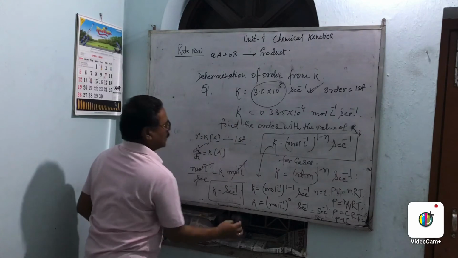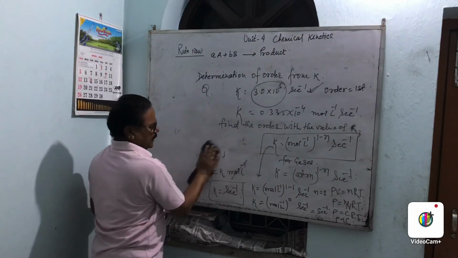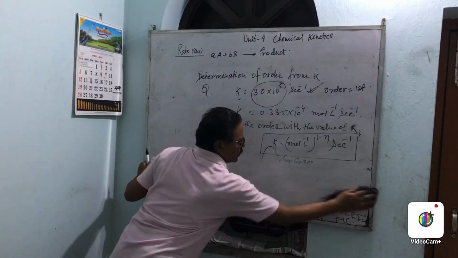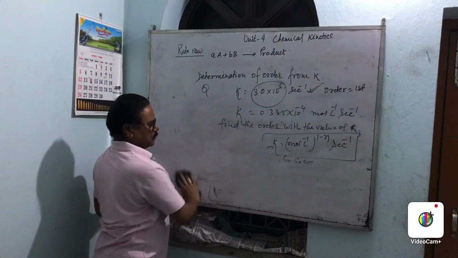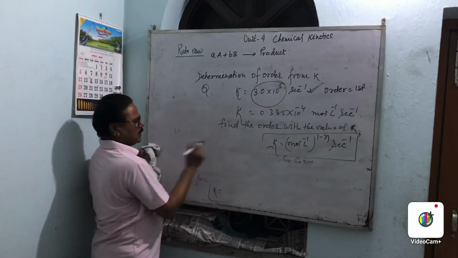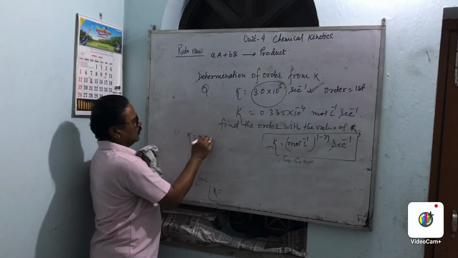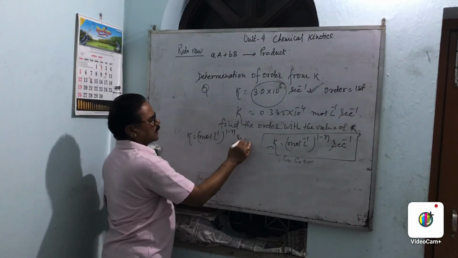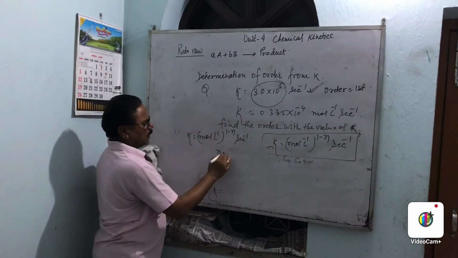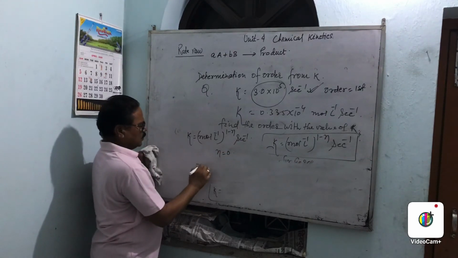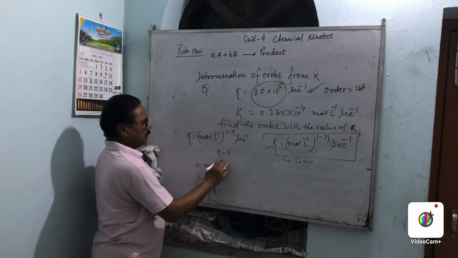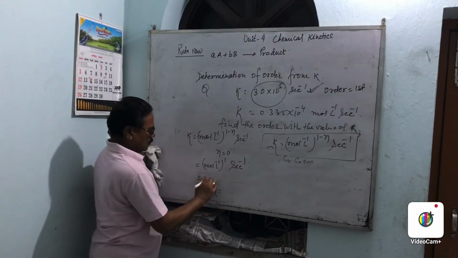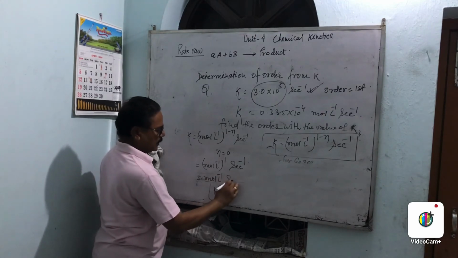Now you take the second case. Now suppose second case, what is the formula? This is given: k is equal to (mole per liter) to the power 1 minus n, and this one is second inverse. Put here the value n is equal to 0 first. So what will happen? Mole per liter, and this is 1, and this is second inverse. So what comes here? Mole per liter and second inverse.